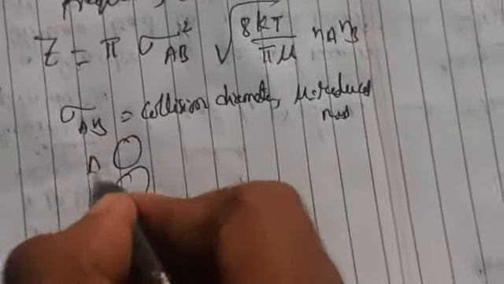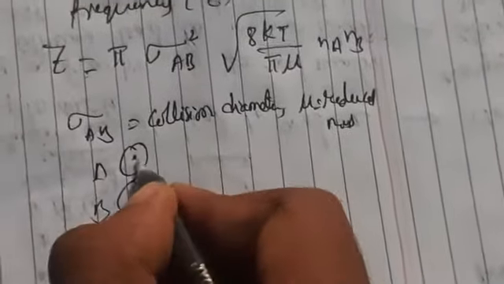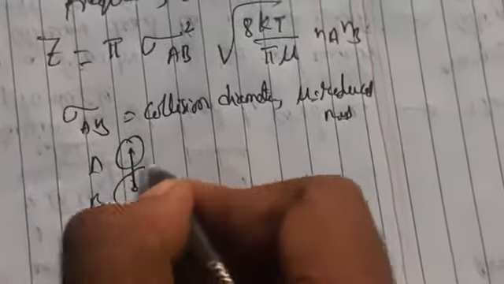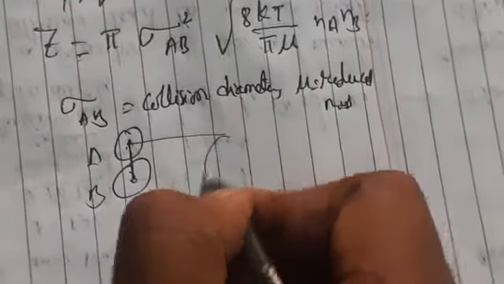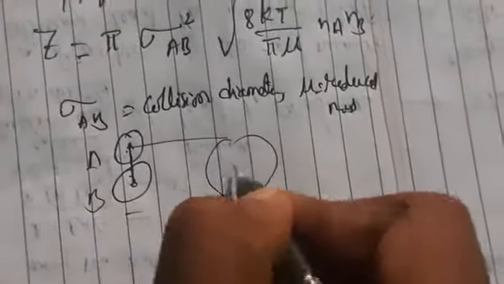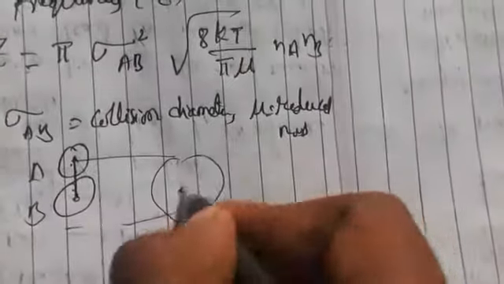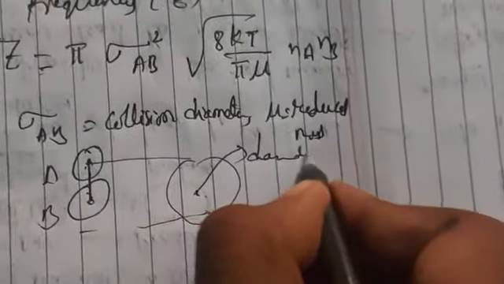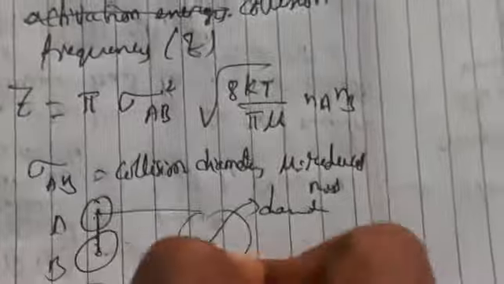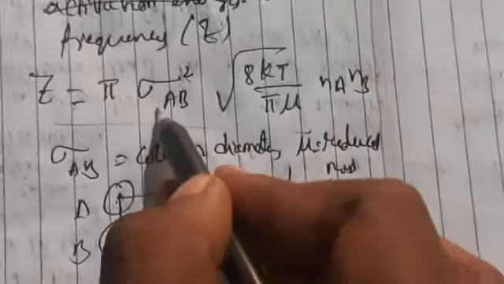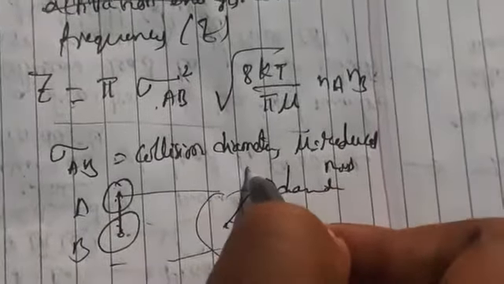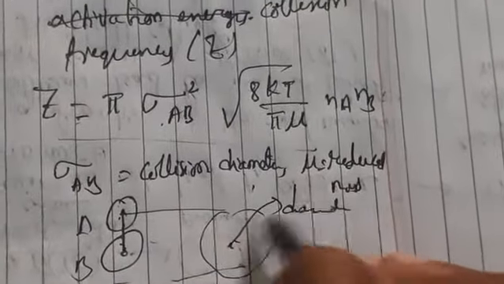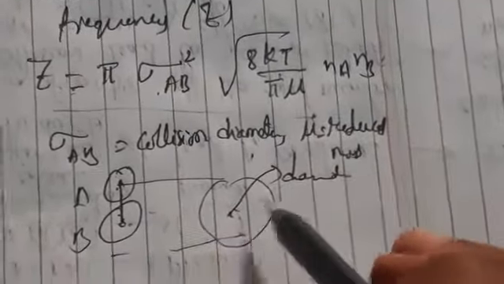For example, here A and B are colliding. So this is the radius of both. What happens? We are taking a sphere, so we are going to get the diameter. Whenever these are colliding, we are getting this equation. Sigma AB means the collision diameter, this sphere. So mu is nothing but the reduced mass.